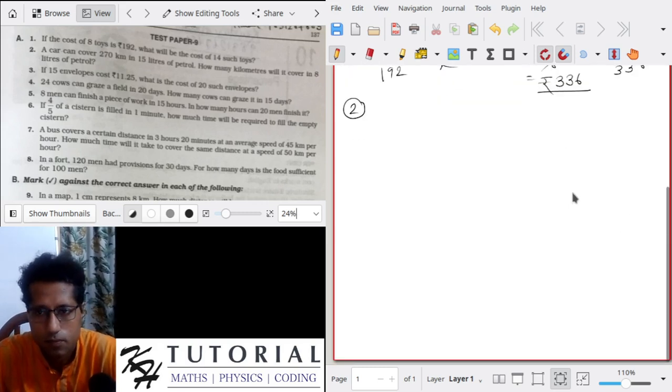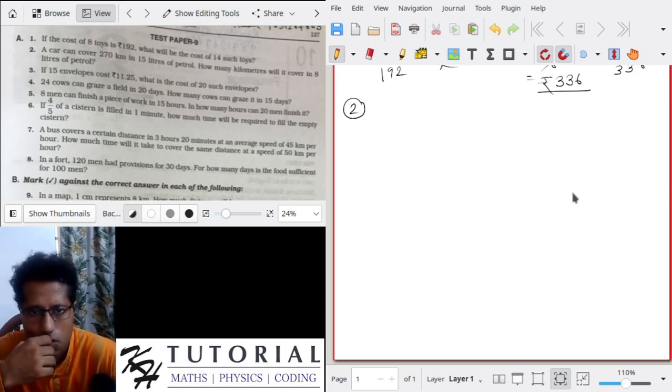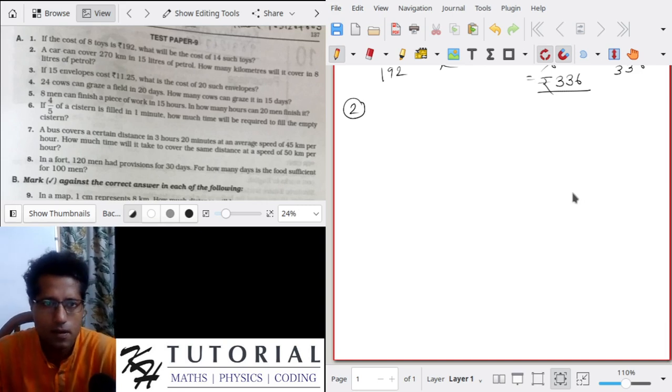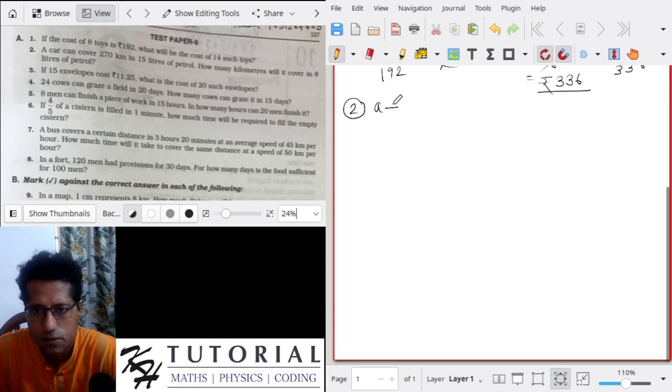Let's solve problem number 2. A car can cover 270 km in 15 liters of petrol. How many kilometers will it cover in 8 liters of petrol? So definitely let's identify the quantities. So A, let's say distance covered, and B be the petrol required.